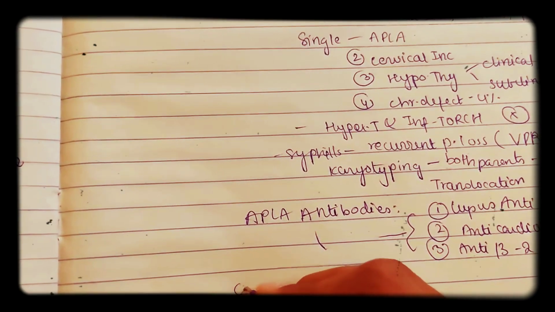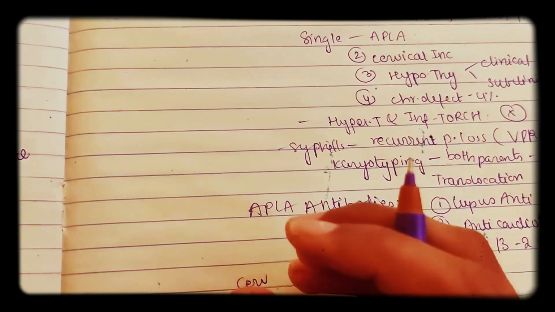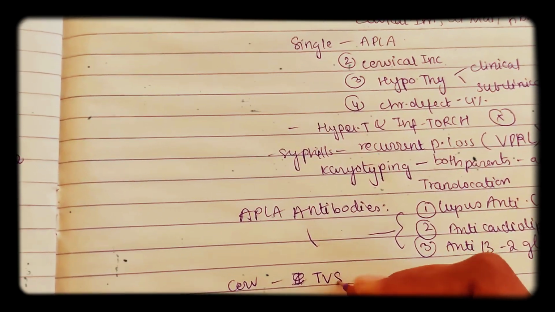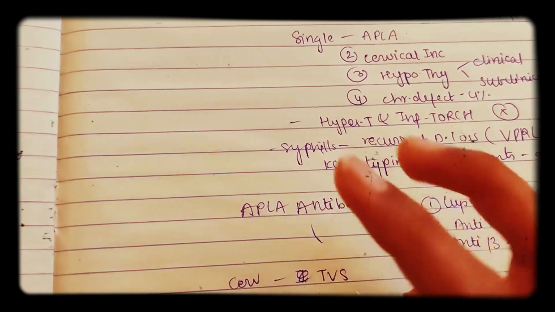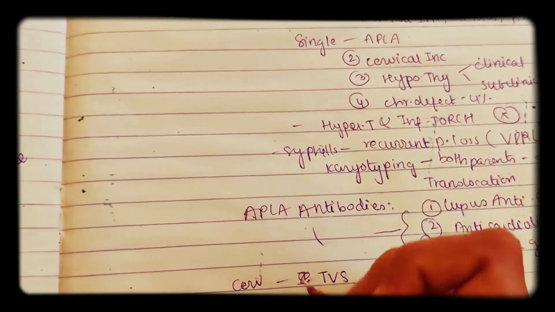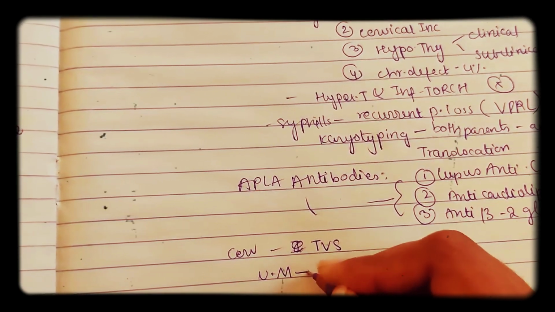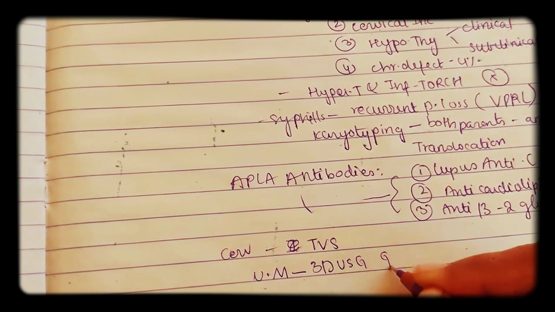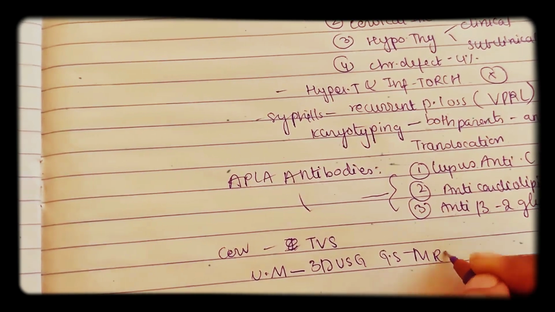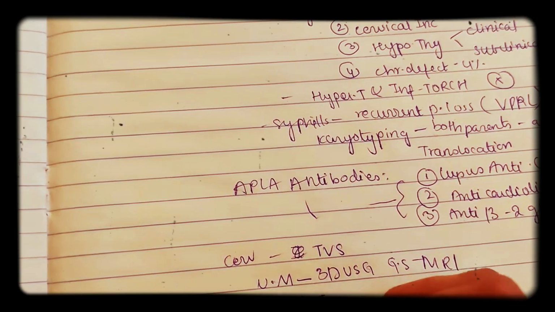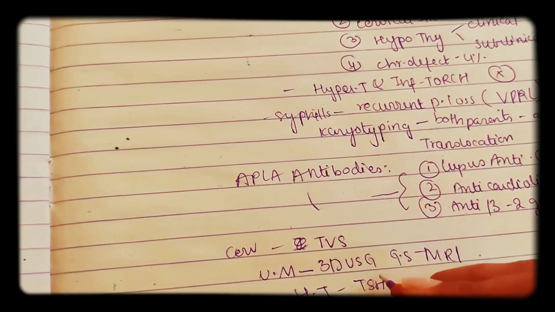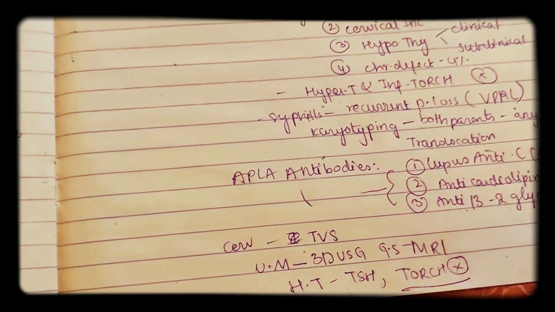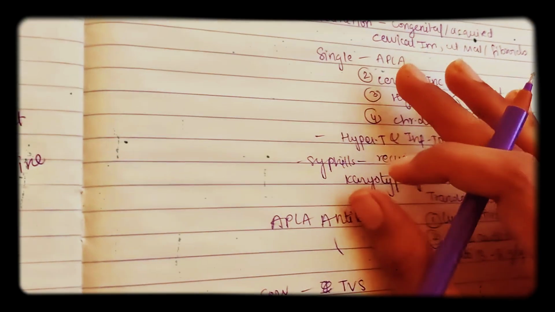Now coming to cervical incompetence. Investigation is done by means of TVS. TVS also detects fibroids and uterine malformations. For uterine malformation, the investigation of choice is 3D ultrasound, and the gold standard is MRI. Coming to hypothyroidism, TSH should be measured, and the TORCH test should not be done at all. TORCH test is not at all related to these abortions, which you need to remember.